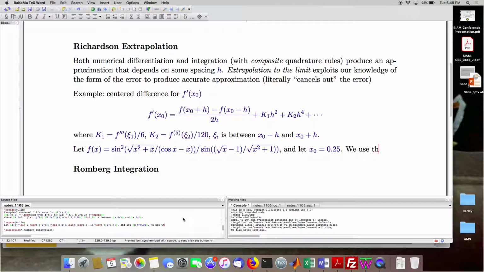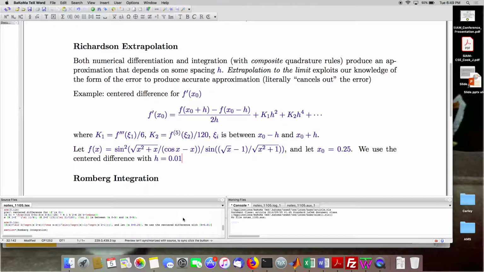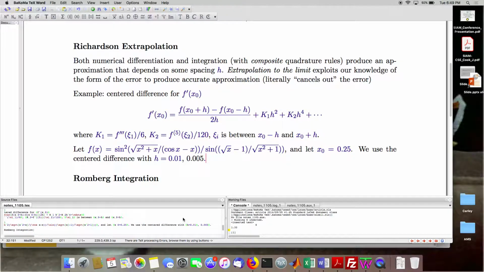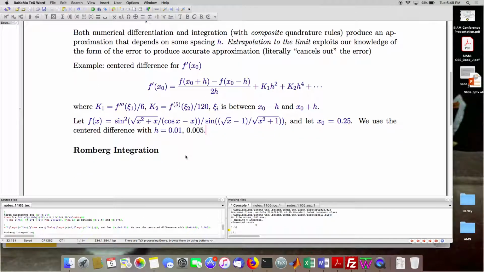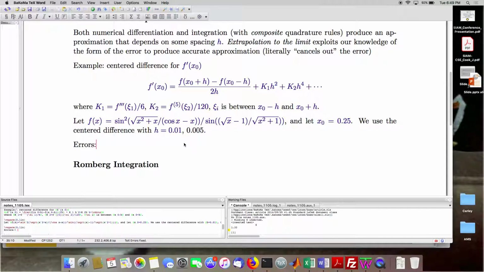So we use the center difference with these values, h equals 0.01, and also 0.005. So two h values, one of them is half of the other. So I'm only going to report the errors, because that's all we really care about. How accurate are these approximations? Because I can go ahead and compute this using whatever software, like by computing a derivative symbolically and plugging in 0.25 to see what I'm supposed to get.